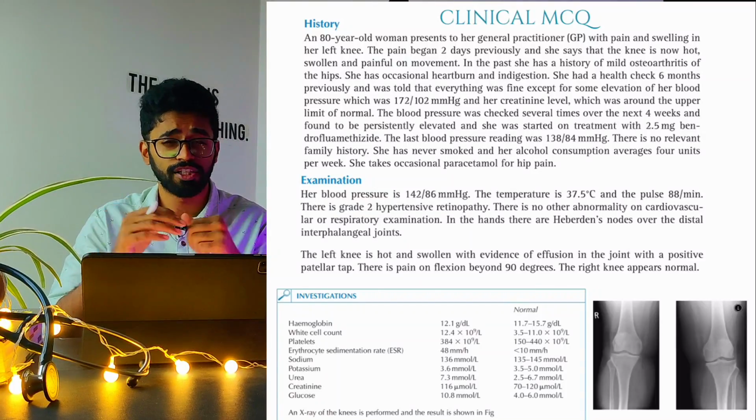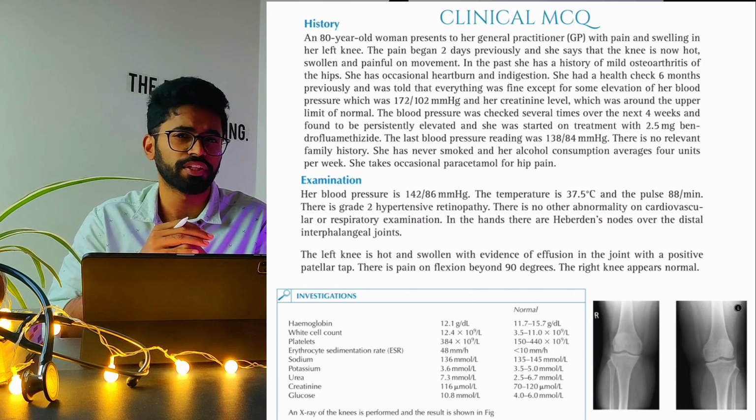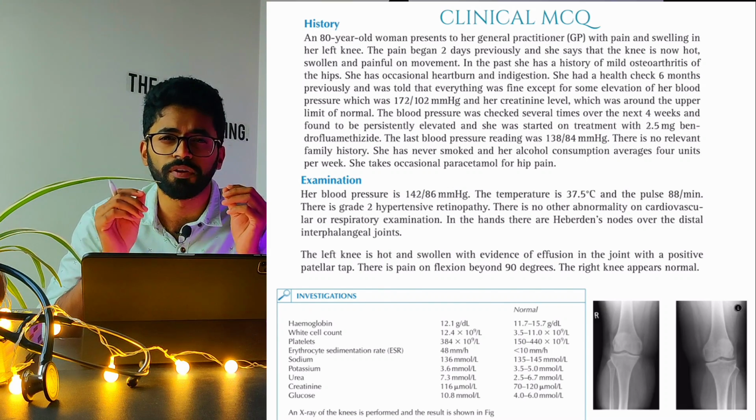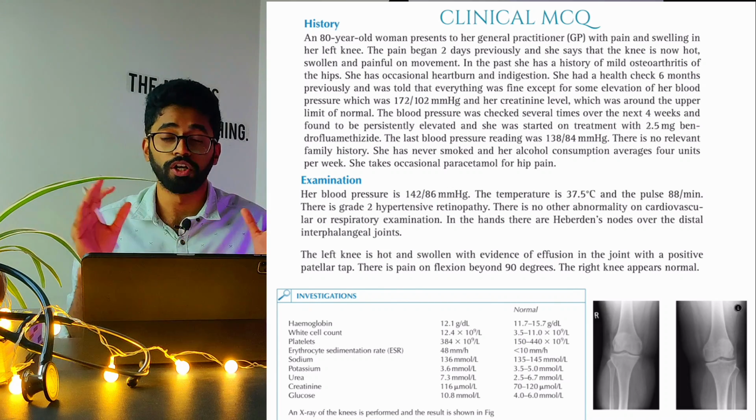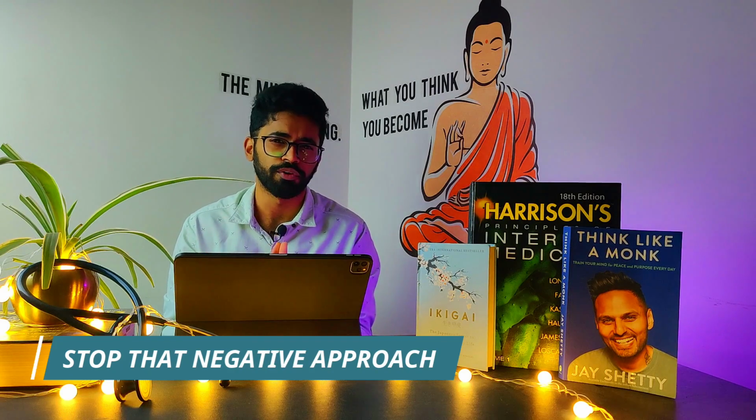Let's change the place. Okay, let's look into this MCQ. When you see this MCQ, more than 70% of the people will have in their mind, oh my god, such a big question. Gone. Definitely I'll make a mistake. Suddenly all your energy will be drained seeing such a big question, isn't it? Don't have such a negative approach towards a clinical MCQ.